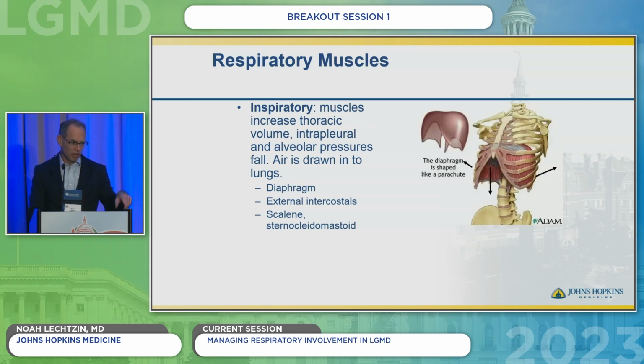This is just a figure showing the diaphragm. It sits under the rib cage. When it contracts, it moves downward and also pushes the ribs out. So it expands the rib cage and allows the lungs to expand and fill up with air.